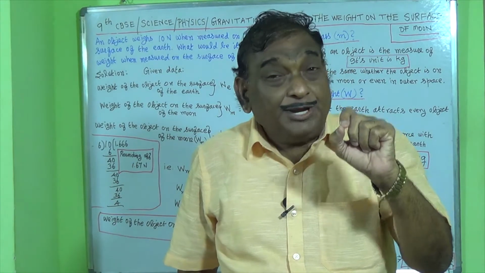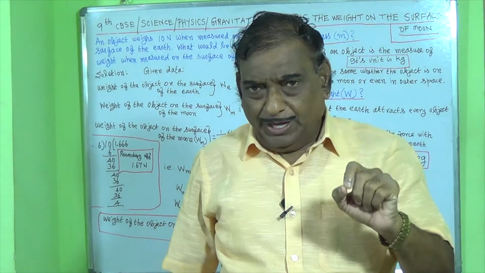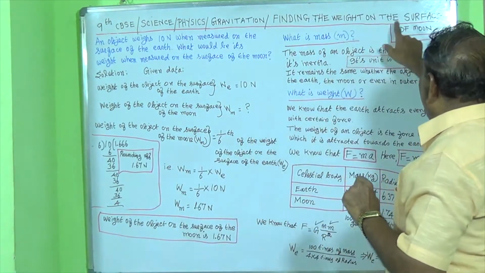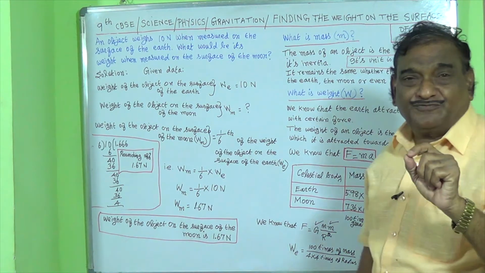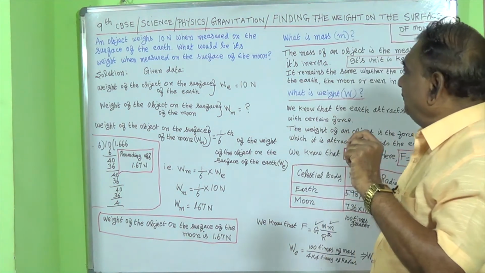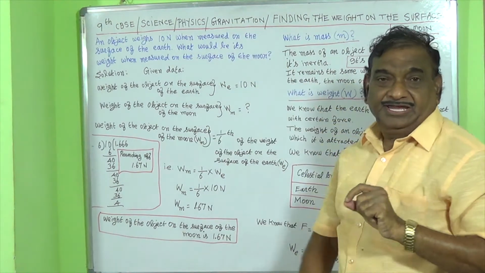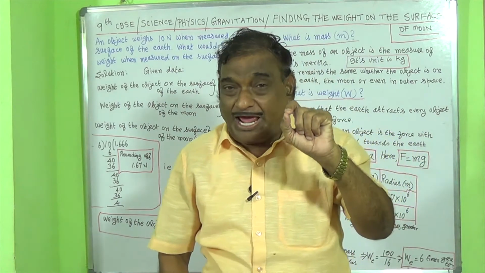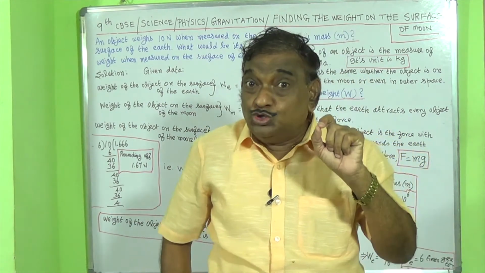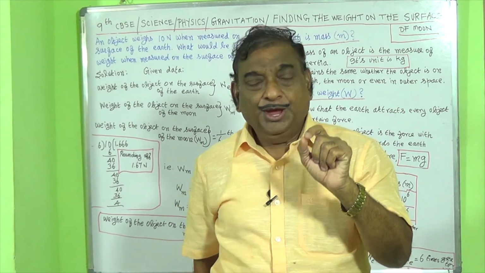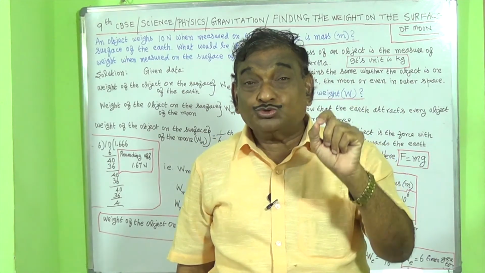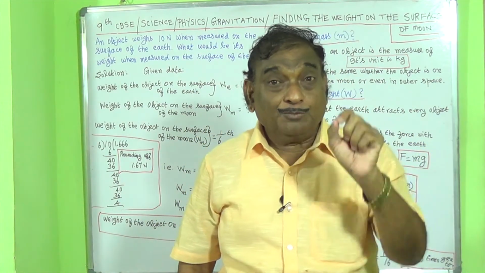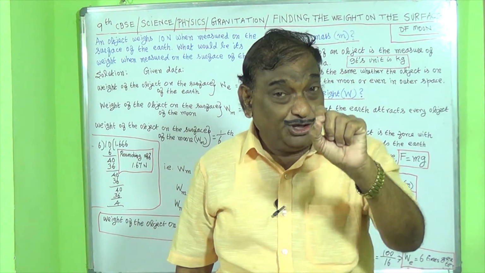My dear students and parents, in this video we are going to learn finding the weight of the object on the surface of the moon, in the chapter Gravitation, in the subject Physics in Science, for the 9th CBSE students. It is also very useful to 10th CBSE, plus 1 CBSE and plus 2 CBSE students because of the basic concepts I am going to say in this video.